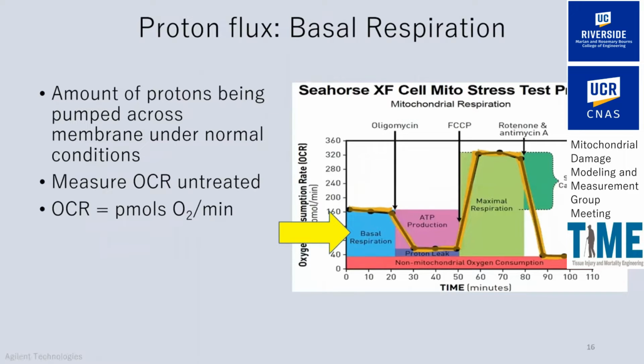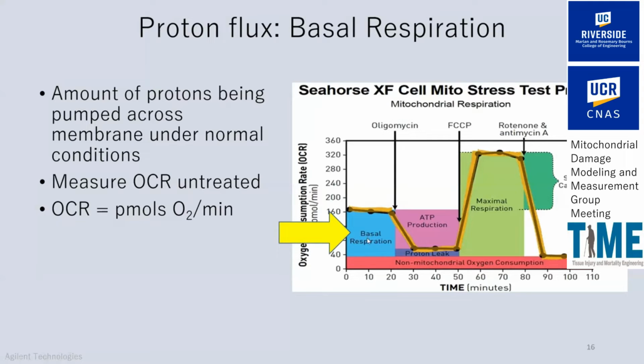So the first measurement that we're going to talk about is basal respiration. This is the amount of protons being pumped across the membrane under normal conditions. When the device measures this, you're just measuring the cells before they've had any compounds added to them at all. And the reading you get is the picomoles of oxygen consumed per minute per whatever normalization factor you're using. Say, in our case, we use number of cells. So that's this reading here.